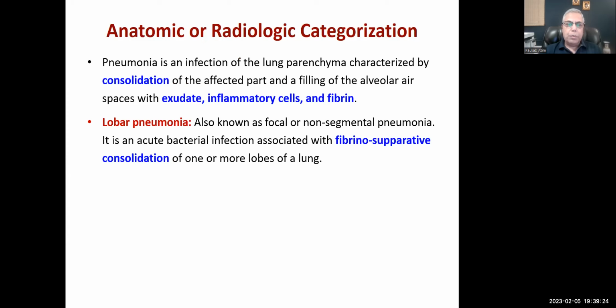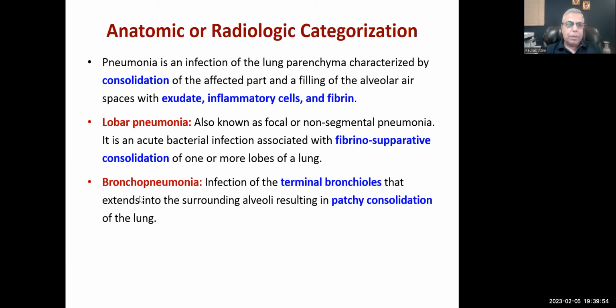So lobar pneumonia, also known as focal or non-segmental pneumonia, is an acute bacterial infection associated with fibrinosuppurative consolidation of one or more lobes. Now, fibrin is a very sticky sort of protein, and suppurative means there is pus. So consolidation means inside the alveoli there is pus and there is fibrin, right?